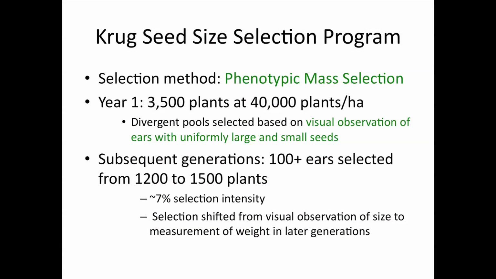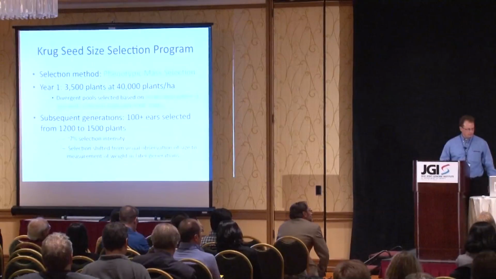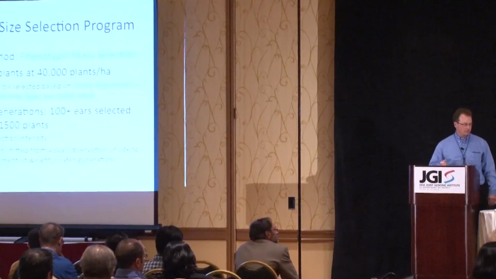The selection method was phenotypic mass selection. I have some details there on the density of plants, relatively low density. Initially, the selection was based on visual observation of ears that had large and small seeds across the entire ear, so uniformity across the entire ear, and then later on in the cycles of selection, the selection was based on seed weight. Each generation there was 100 ears selected out of 12 to 1,500 plants, and in these populations the pollen came from all of the plants, and then the selection was based on the maternal seed weight, which will, I think, become important later as we look at the interpretations.